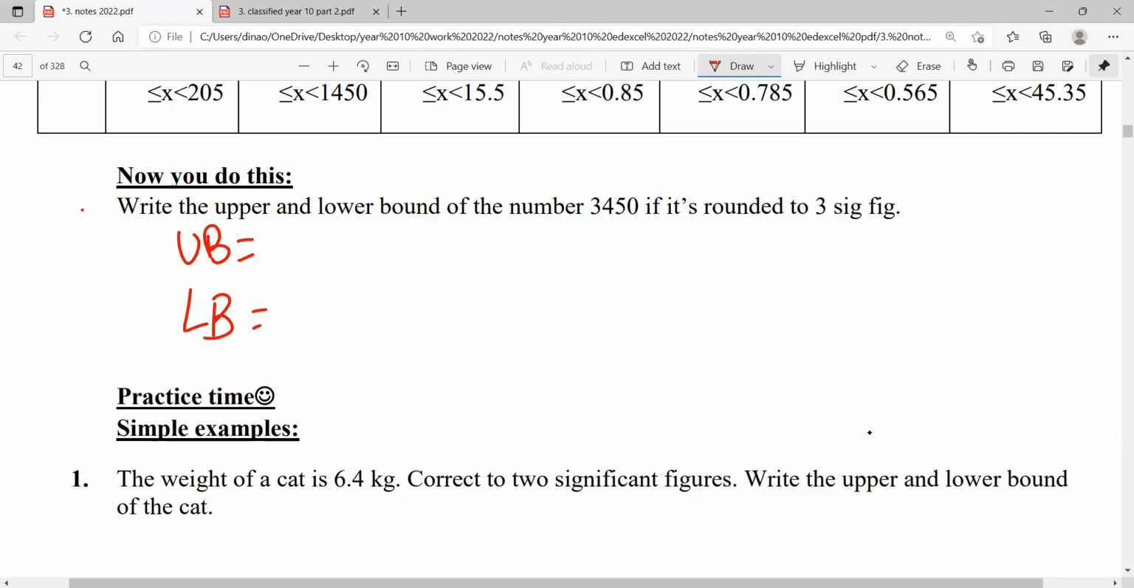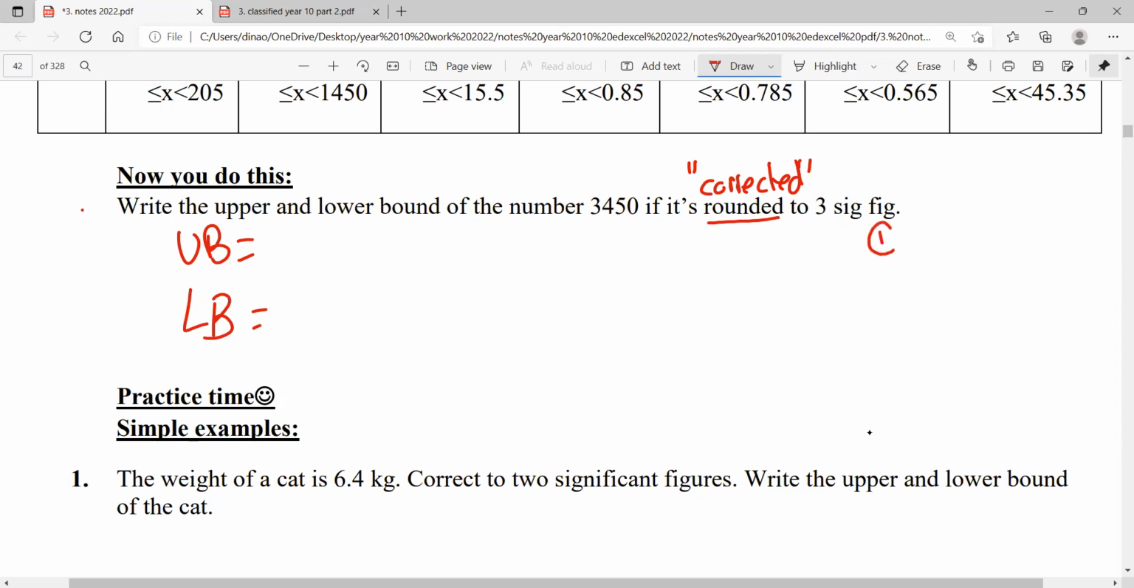Here it says, as you can see, write the upper bound and the lower bound for the number 3450 if it's rounded to three significant figures. Rounded, and we said that most of the questions use the word corrected, and the word corrected is the same as the word rounded. Here in this question it doesn't give me an explicit place value; it didn't say tens, hundreds, units, thousands. It tells me the rounding is to the third significant figure.